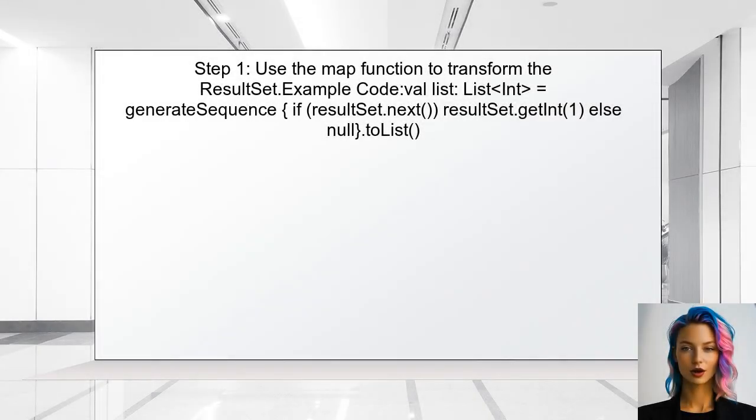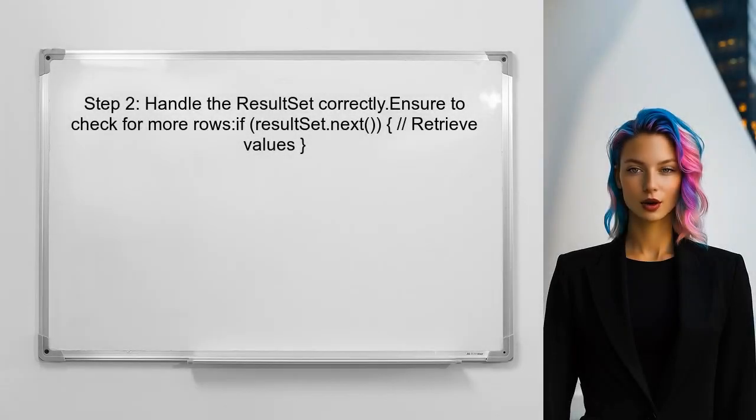To create a list from a result set in Kotlin, the user can utilize the map function. This allows them to transform the result set into a list of integers. Next, the user should ensure that they handle the result set correctly. This means checking if there are more rows to process before attempting to retrieve values.